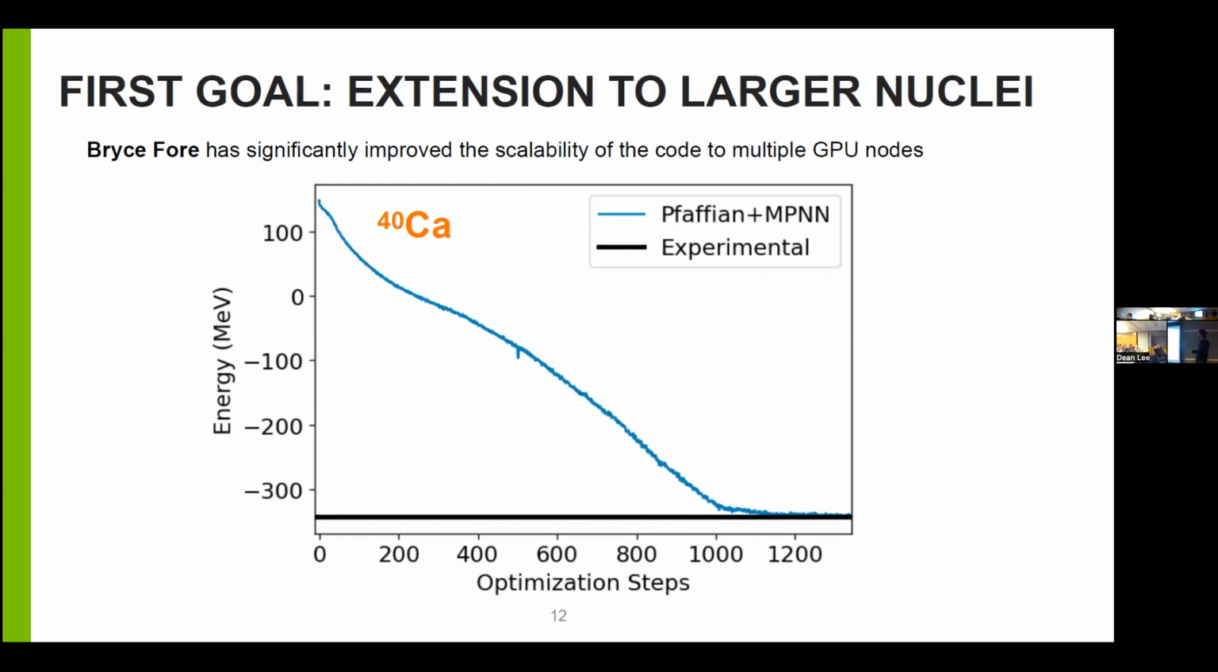So the first goal that we set in Streamline is, okay, we want to extend this to medium mass nuclei. So we did calcium, and we can do much bigger. We can go up to germanium now. And Bryce actually has been the driving force behind this, together with Corey. So now the code scales to multiple GPU nodes, and we can take advantage of Polaris. And this was done, I think, on a few GPU nodes, less than 10.